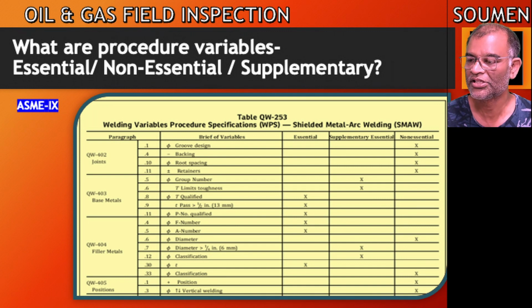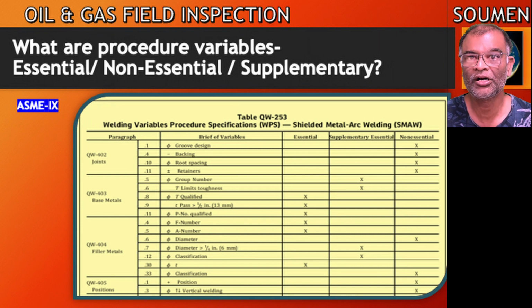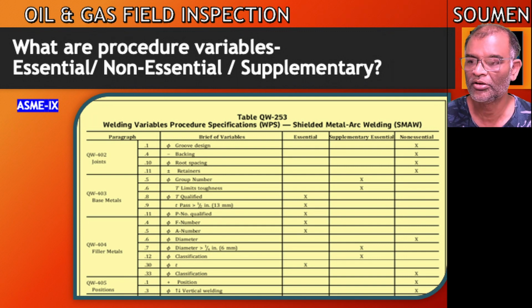The welding process is ASME, shielded metal arc welding. The similar table is available for GTAW, GMAW, SAW and other welding processes also. For better understanding, we have taken ASME as a simple process. In the joints, there are no essential variables. All are non-essential. Let's say group design, backing, root spacing, retainers, everything.